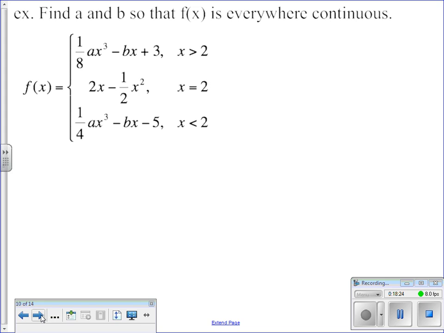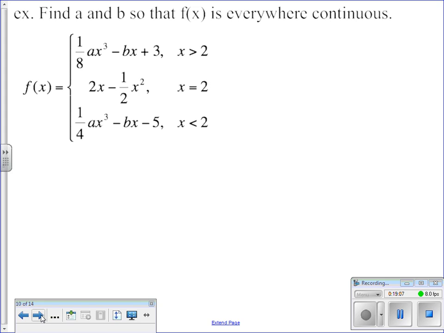Okay, example: find A and B so that f of x is everywhere continuous. It's actually not that hard to do. For every value of x larger than 2, f of x is defined by 1/8 ax cubed minus bx plus 3. At 2, it's defined as 2x minus 1/2 x squared. At every point less than 2, it's 1/4 ax cubed minus bx minus 5.